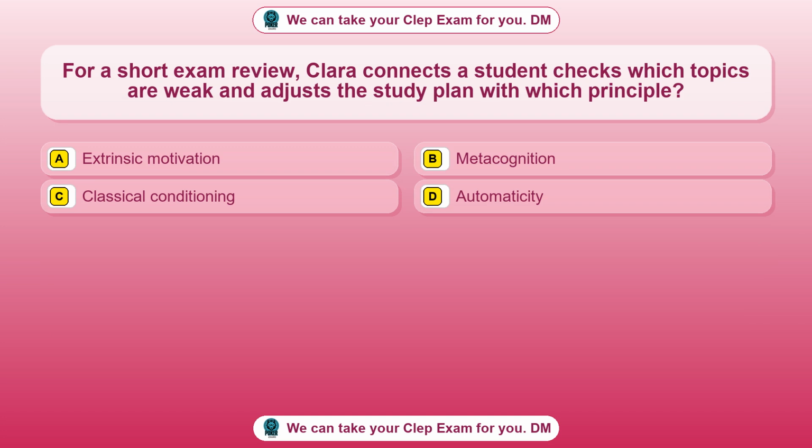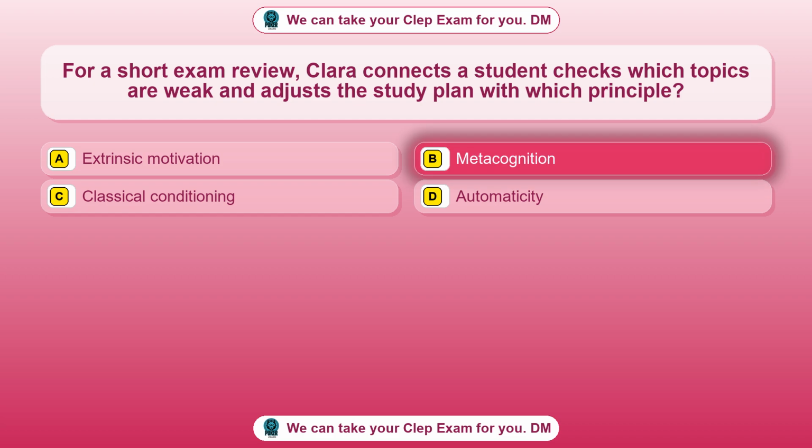Question 41. For a short exam review, Clara helps a student check which topics are weak and adjusts the study plan with which principle? Option A, extrinsic motivation. Option B, metacognition. Option C, classical conditioning. Option D, automaticity. The correct answer is option B, metacognition.